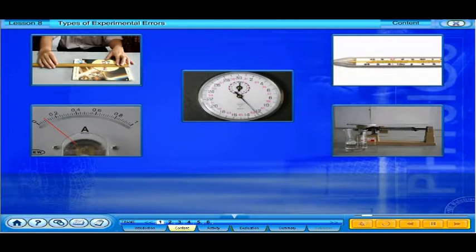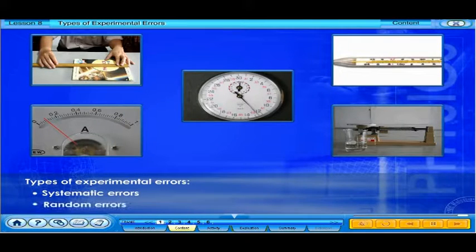Besides the limit of precision on the measuring instruments, we need to consider errors that may occur when a measurement is taken. If an error cannot be eliminated or reduced, then it must be considered as part of measurement. These errors are classified as either systematic errors or random errors.